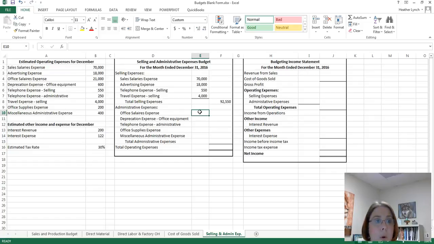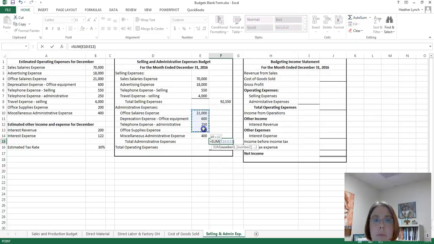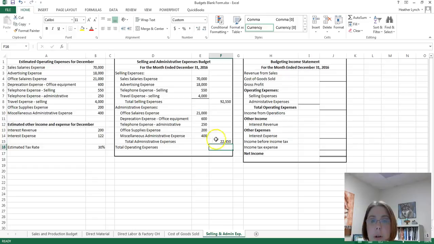Now let's do our office salary expense. That doesn't deal with your operations, that deals with your office administration. That is the $21,000. Depreciation expense, office. Okay, that goes administrative. Telephone expense, administrative. Office supplies expense, that's not part of selling, so that's the $200, and miscellaneous administrative expenses. So then we can add those up together. So your total operating expenses are your total selling plus your total administrative. So we have $115,000 in total operating expenses.